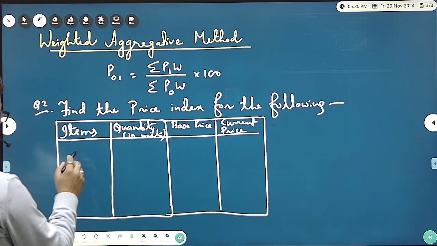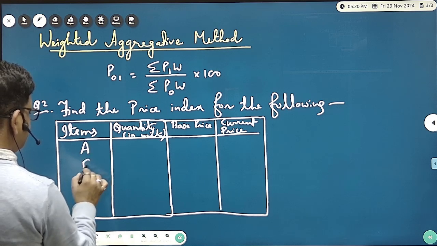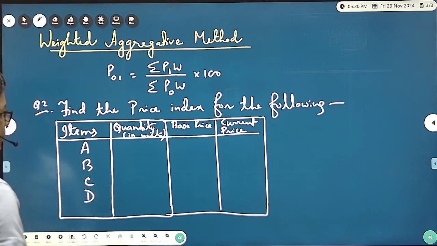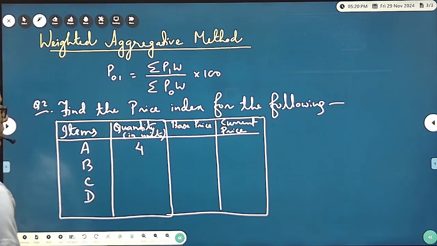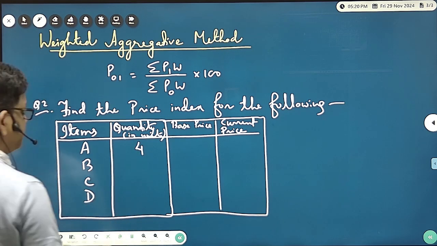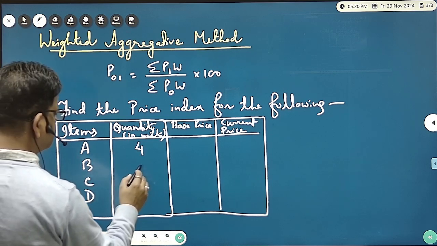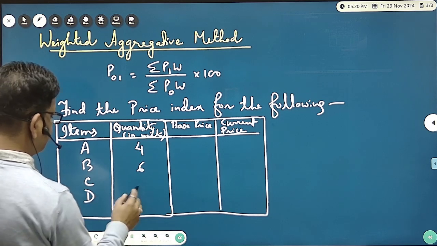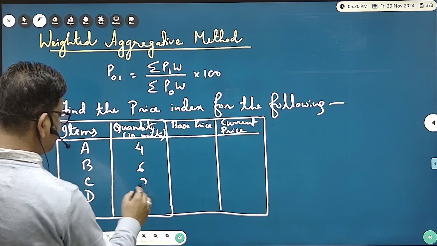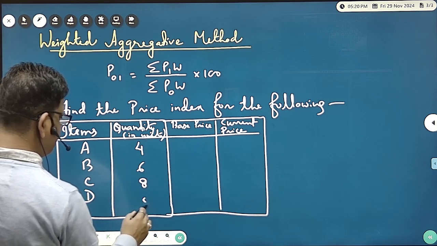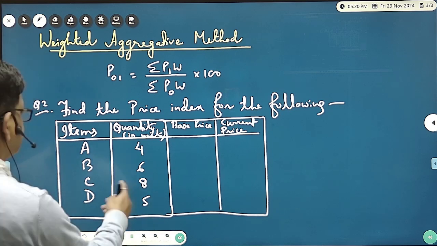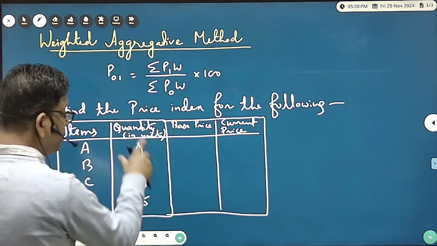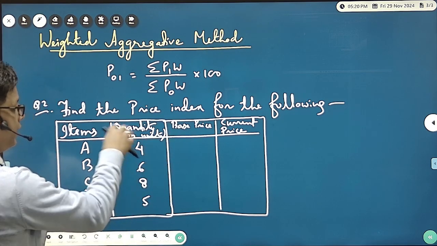Okay, suppose now these are the 4 different items to be bought, and I'm not writing the names. Suppose item A is bought for 4 kg, and I'm not writing the unit here, it can be of any different unit. Suppose item B is bought for 6 dozen. Suppose C is bought, for example, 8, and suppose this is bought for 5 units, 5 kg or 5 liter, even a liquid. Just understand how the price index can be obtained if the quantities are given. Quantities can be in any suitable unit.